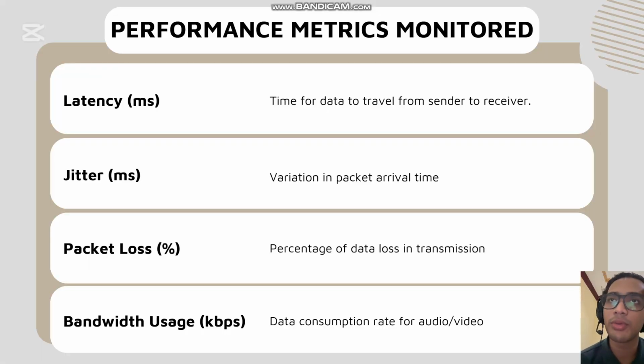Next are the performance metrics I monitored for this project: latency, jitter, packet loss, and bandwidth usage. Latency is the time for data to travel from the sender to the receiver. Jitter is the variation in packet arrival time. Packet loss is the percentage of data lost in transmission. And lastly, bandwidth usage is the data consumption rate for the audio or video.